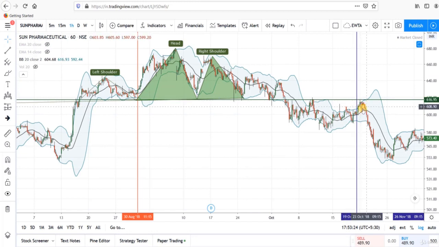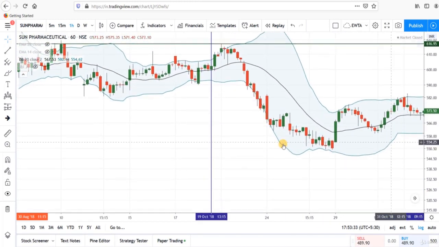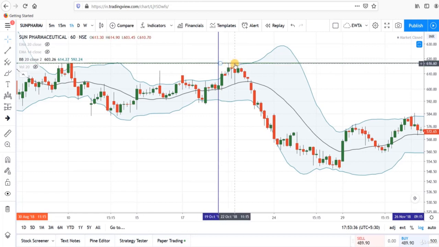That's why here prices were resisting this level and here we got a fake signal. So with the help of support and resistance, we can avoid fake signals, and see after resisting this line, there was a sharp downfall in the prices.